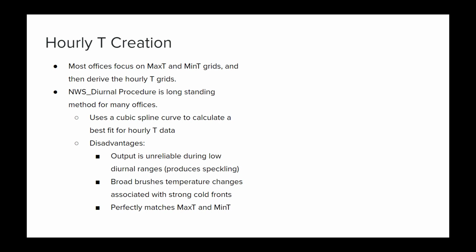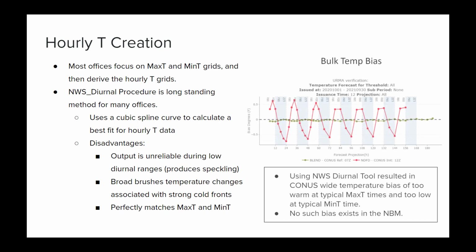The disadvantage is that the output from this method is often unreliable during low diurnal ranges, where unrealistic speckling occurs. It also broad brushes temperature changes associated with sharp cold fronts or precipitation. And it also tries to perfectly match the max T and min T, which over the years has produced a nationwide bias. The graph shown here is the bias of our hourly temperature grids versus the MBM.